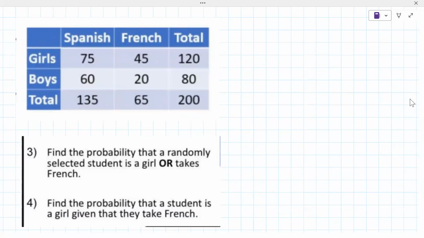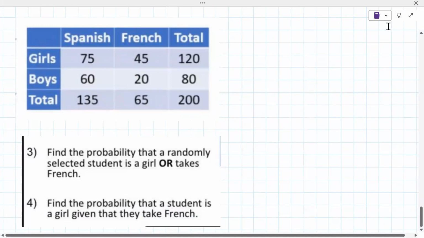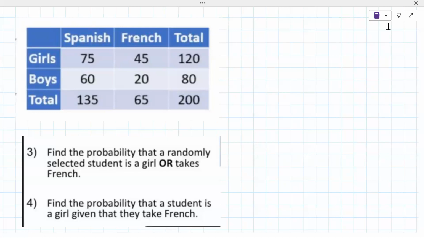Okay, wait, I have a question, number three. The probability that a randomly selected student is a girl or takes French. I'm using the French girl in the top of the column in the middle. What you're looking for is to identify the words girl and French. Oh, so girl, girl, French, French.